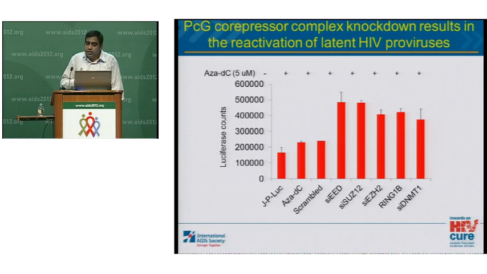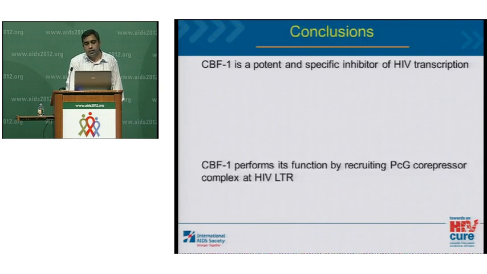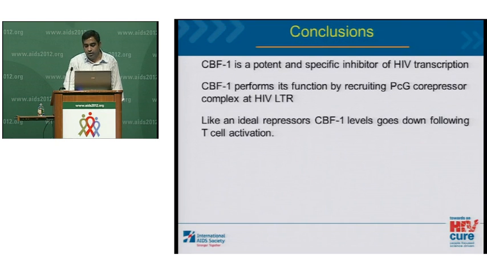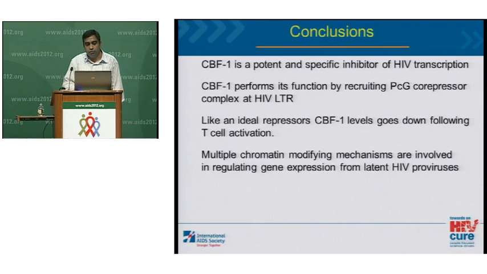And overall, these results demonstrate that CBF1, by recruiting the polycomb group co-repressor complex, facilitates both the establishment and the maintenance of HIV latency. So to summarize, we demonstrated earlier that CBF1 is a potent and specific inhibitor of HIV transcription, and CBF1 performs its function by recruiting polycomb group co-repressor complex at HIV LTR, and like an ideal repressor, CBF1 level goes down following T cell activation, and multiple chromatin modifying mechanisms are involved in regulating HIV gene expression from latent provirus.